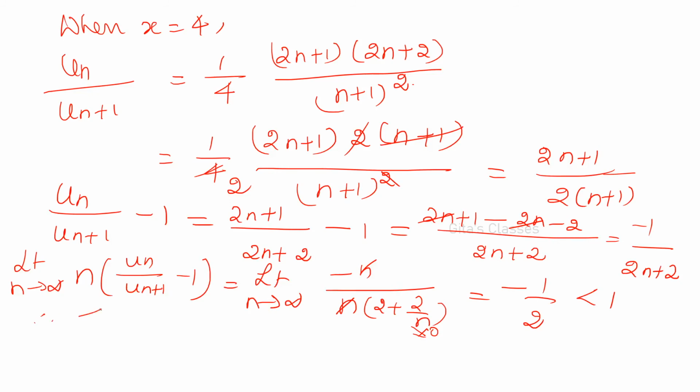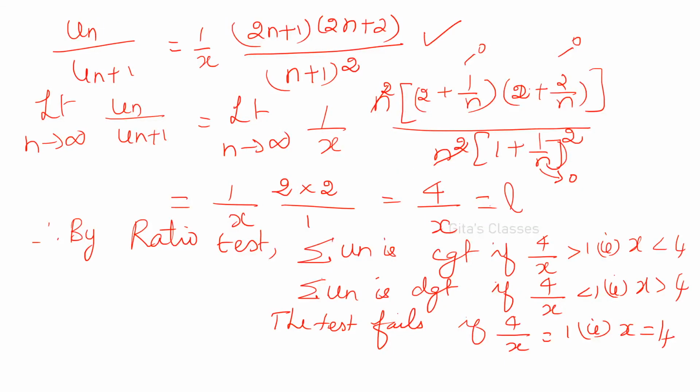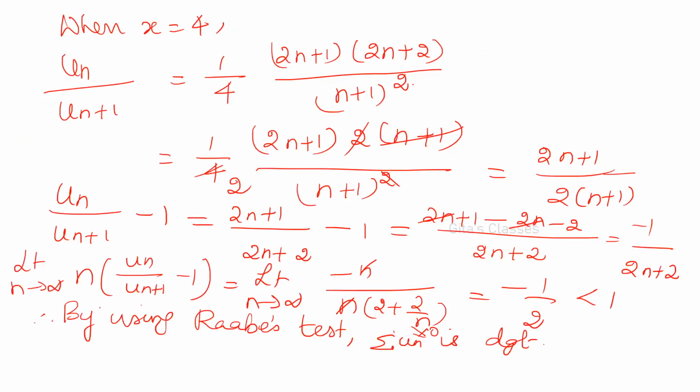Therefore, what can you decide? By using RAPS test, you can say sigma un is divergent. Now you have to combine all these values. So here 4 by x less than 1, that is x greater than 4, it is divergent. For x is equal to 4 also it is divergent. Okay. Therefore the given series sigma un, combine all these things. Therefore sigma un is, conclusion you have to write.